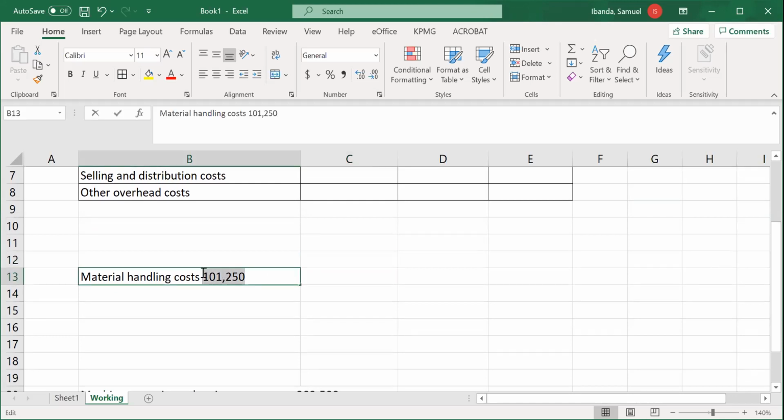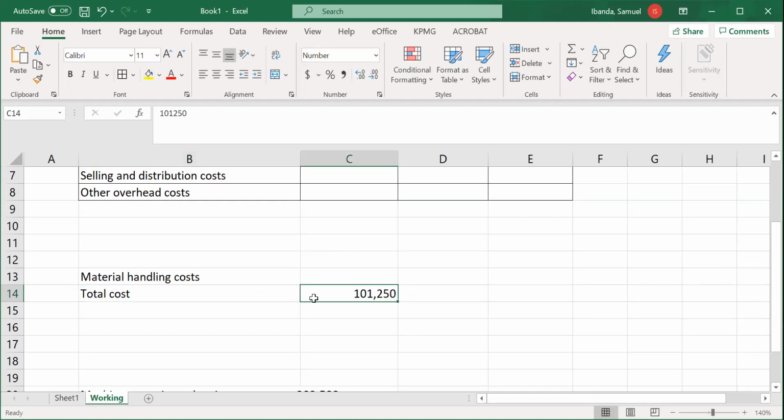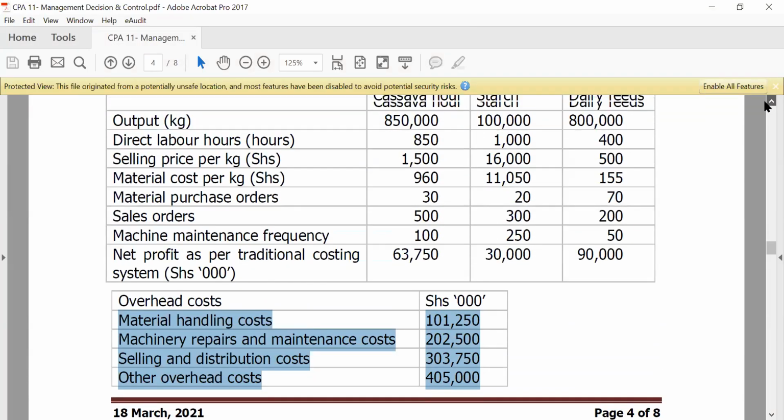So the total cost is this. Now I have to get the total cost driver, which we say for material handling cost is going to be based on the material purchase orders. So I'm going to base on this and get the total. Let me just pick the material purchase orders, but in terms of total, this is 30 plus 20, 50 plus 70, which is 120. So I'm going to come here.